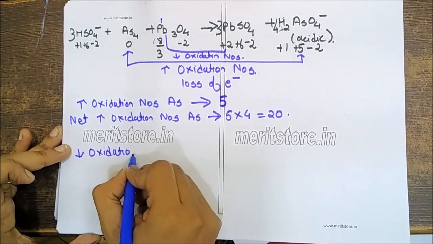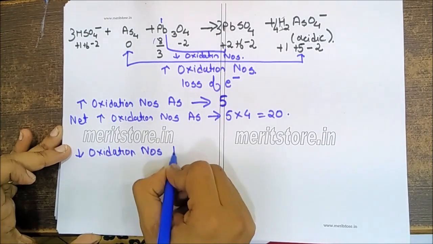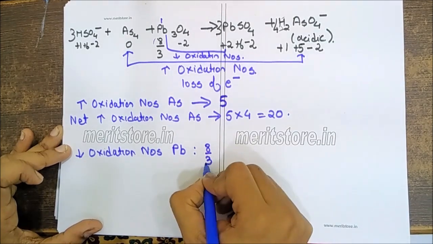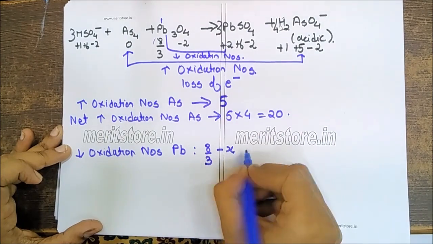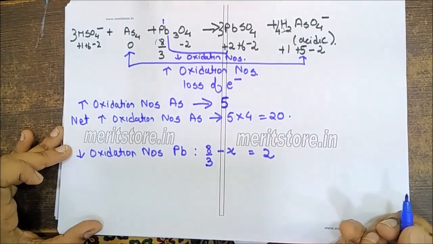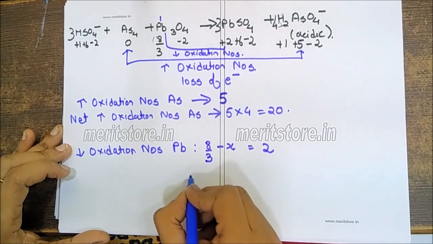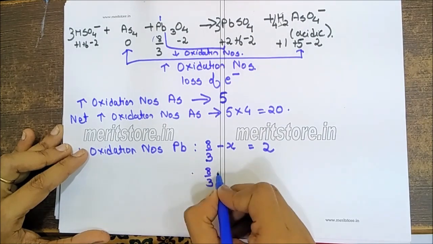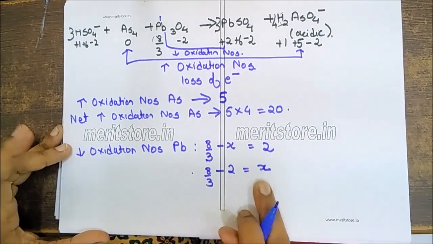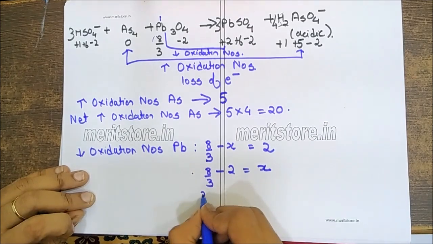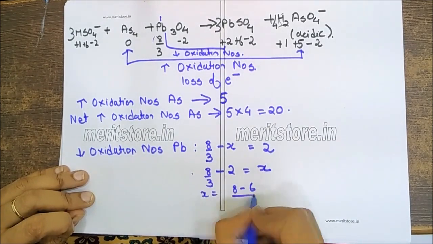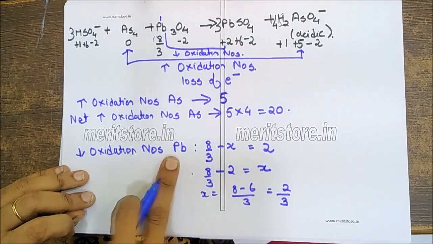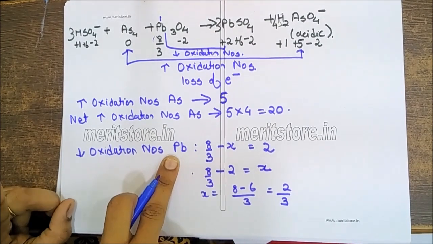Now I need to find out the decrease in oxidation number of Pb. Okay, now look here, very interesting. First, this was 8 by 3, 8 divided by 3, it has decreased by something to become 2. Right? I need to find out this x. So this x will go here and become plus x. So 8 upon 3 minus 2 is my x. This is the decrease in oxidation number. So what would x be? x would be 8 minus 6 the whole upon 3, which is 2 by 3. Now, this is for one atom of Pb.